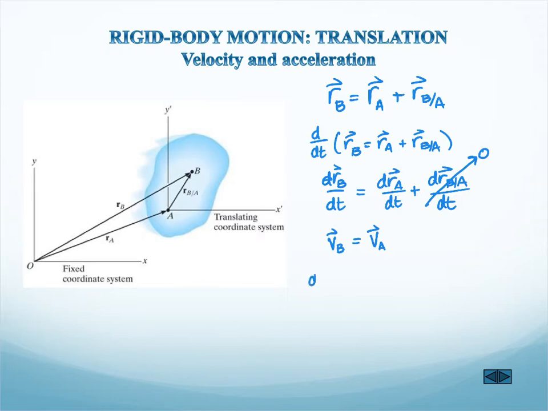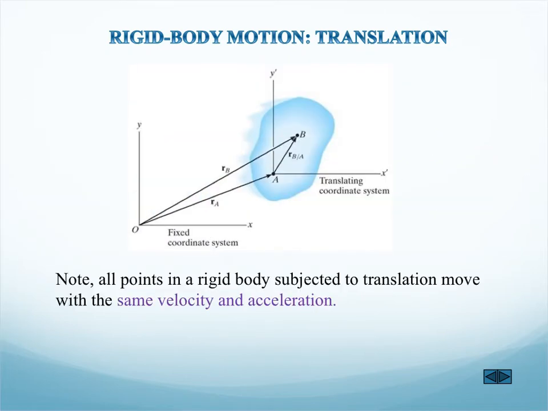We can then take the time derivative of this again to see how the accelerations relate to each other, and we'll find that points A and B will also experience the same acceleration. And so basically we've demonstrated that all the points on a rigid body that are subjected to some sort of translational motion will have the same velocity and acceleration.